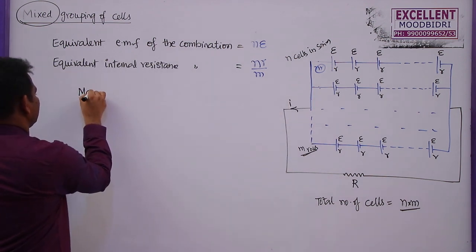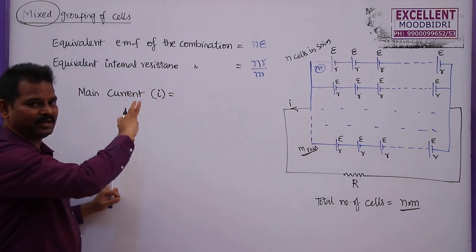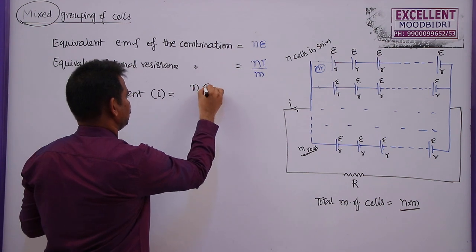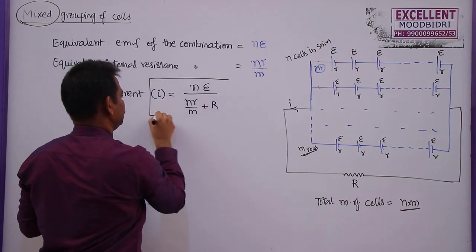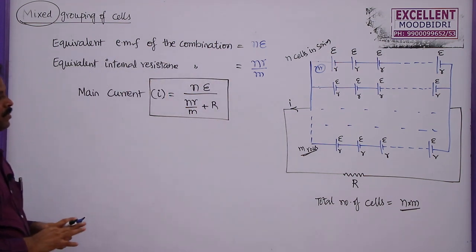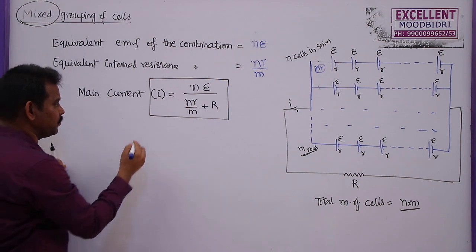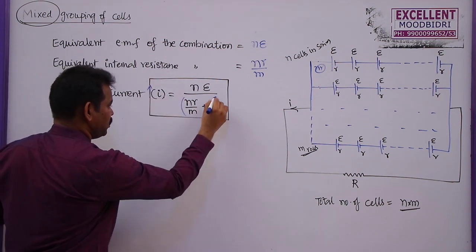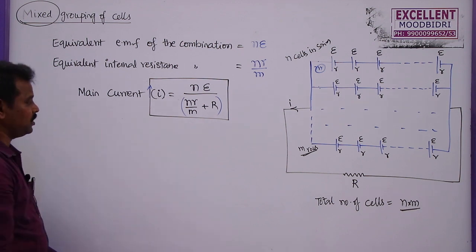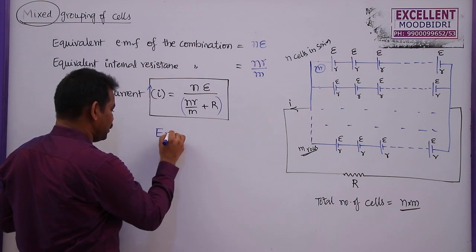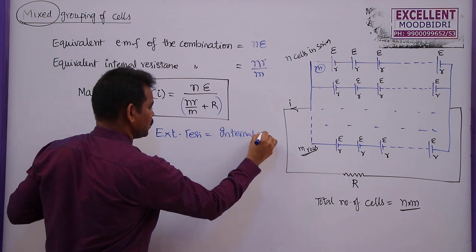So the main current is given by I equal to net EMF by net resistance, that is NE by NR by M plus capital R. So this is the total current that is coming from this battery. Now, the current through this circuit is maximum only if the denominator is minimum. From the maximum power theorem we can say the external resistance must be equal to the internal resistance here.